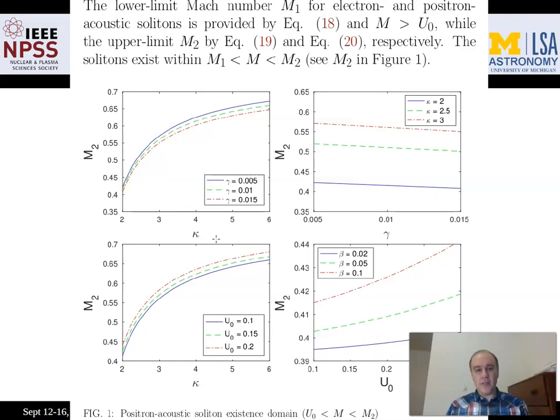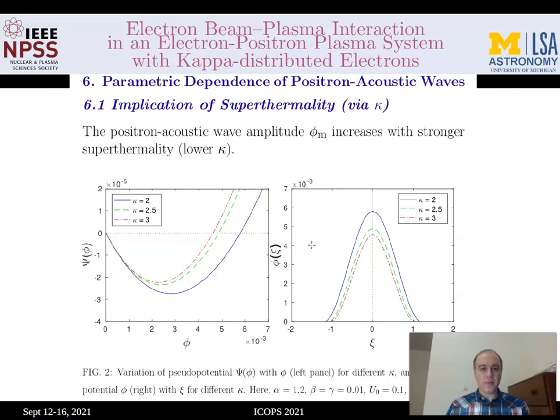Here we see the dependence of the upper limits on gamma, which is the positron density over cold electron density, kappa, which is the superthermality, U0, which is the electron beam speed, and beta, which is the beam density over cold electrons. I also see the dependence of the positron acoustic parameters on these different parameters.